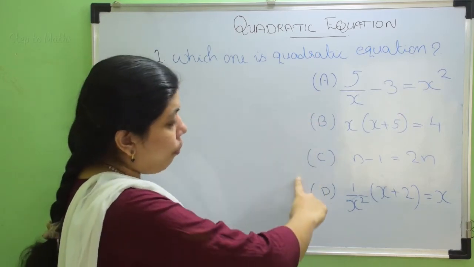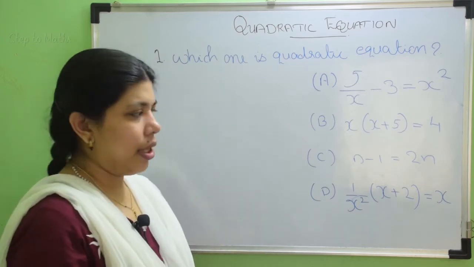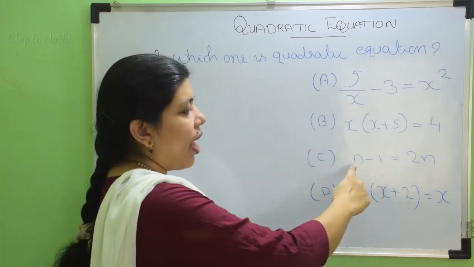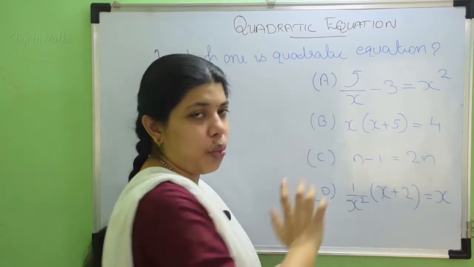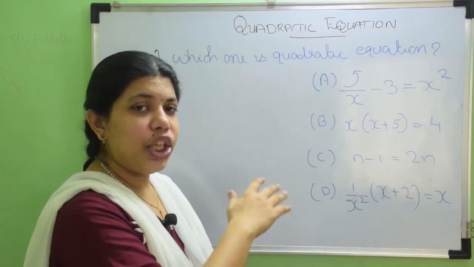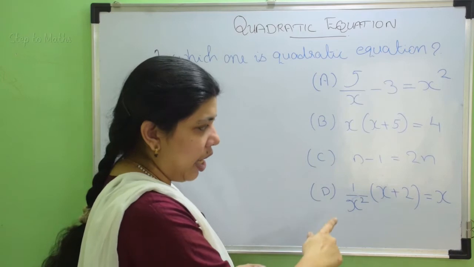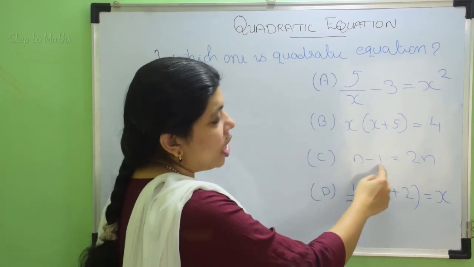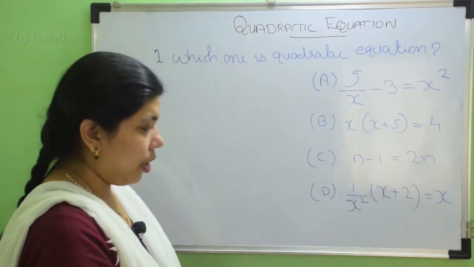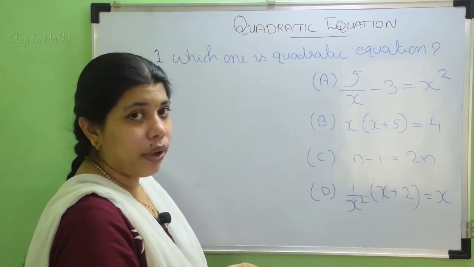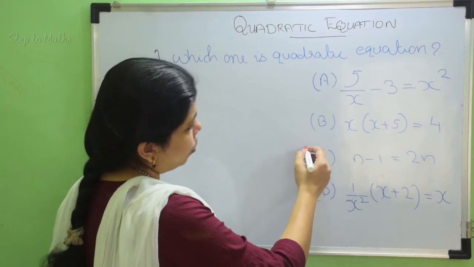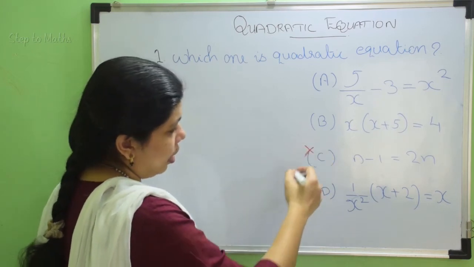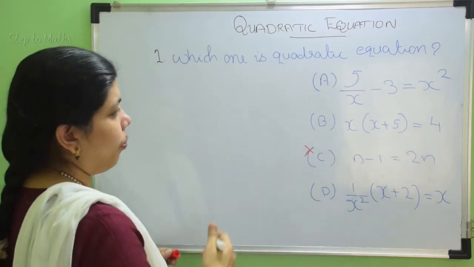If we go through the given options, option C, n minus 1 is equal to 2n. Here the variable is n, but its power is 1. n minus 1 is equal to 2n. So, this is not a quadratic equation. First step, we can eliminate this option C.